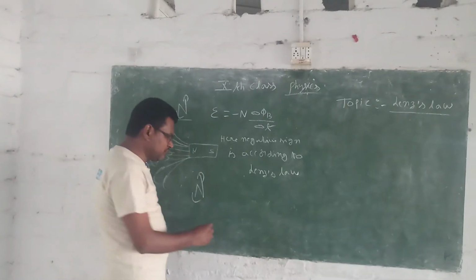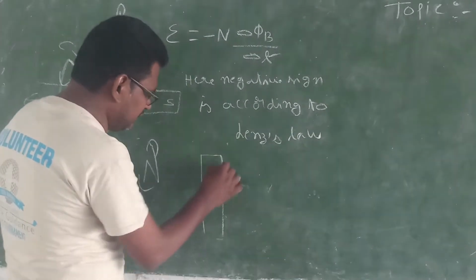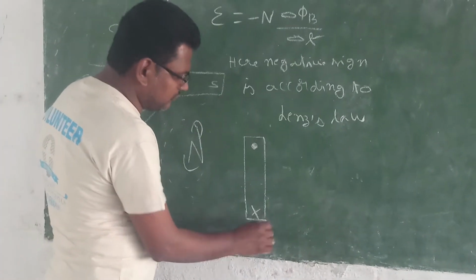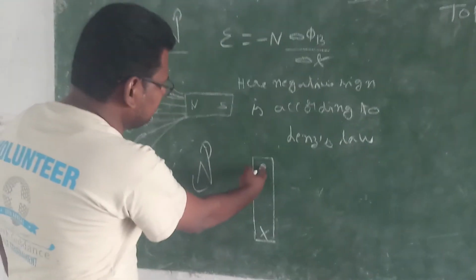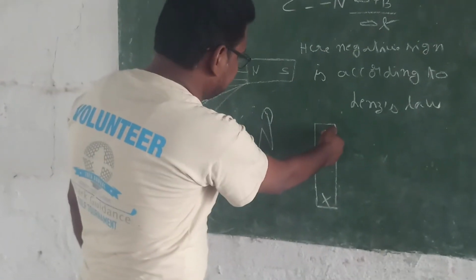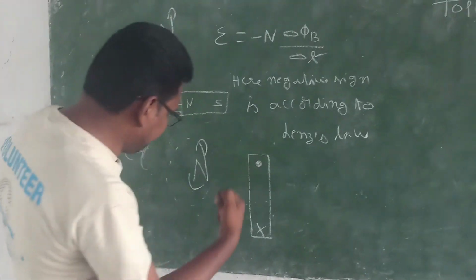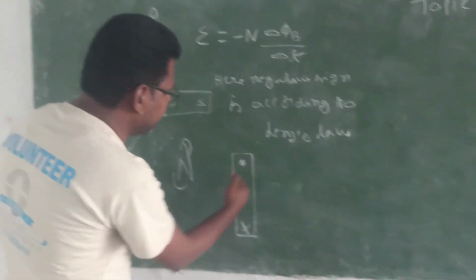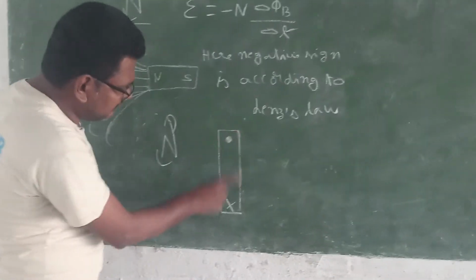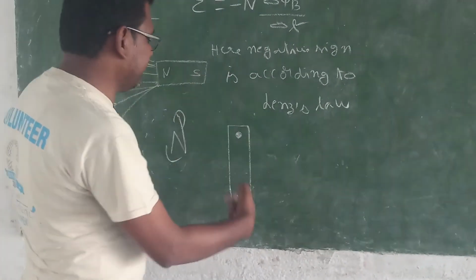So in our textbook, we have it in this way. Here we can observe a dot symbol, and here we can observe a cross symbol. The dot symbol represents the current coming out of the plane, and the cross symbol represents the current going into the plane. The coil is circular in this way.